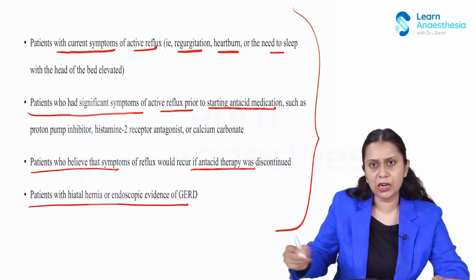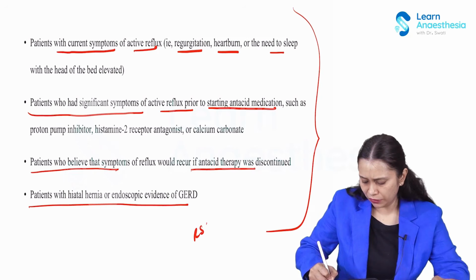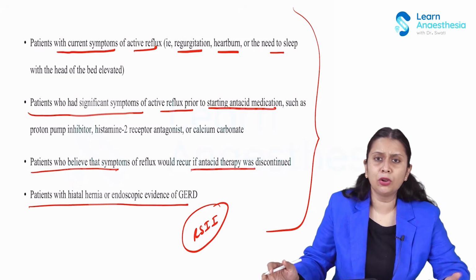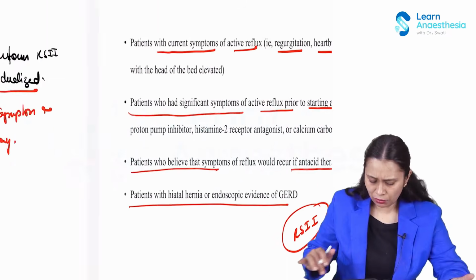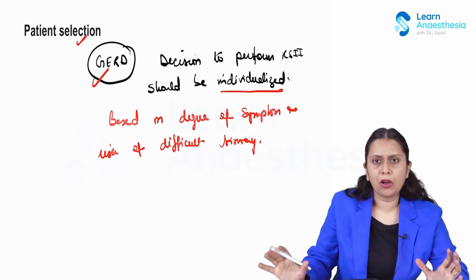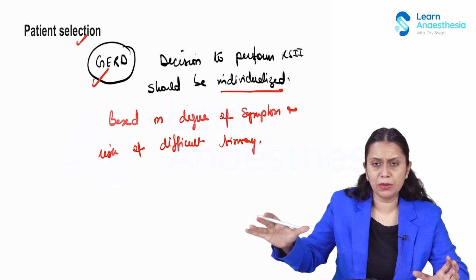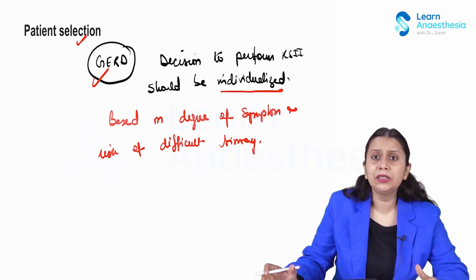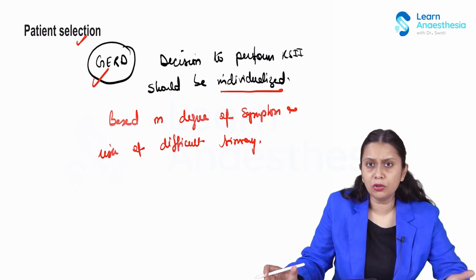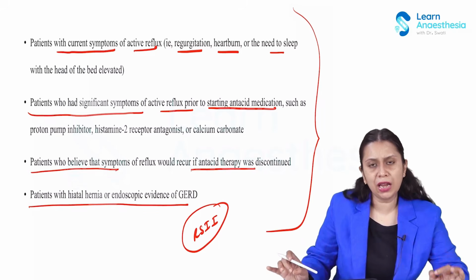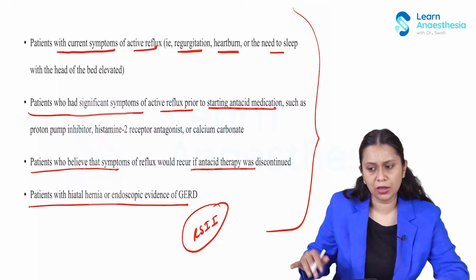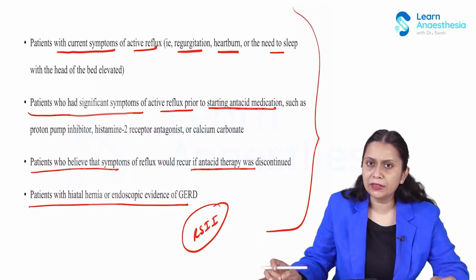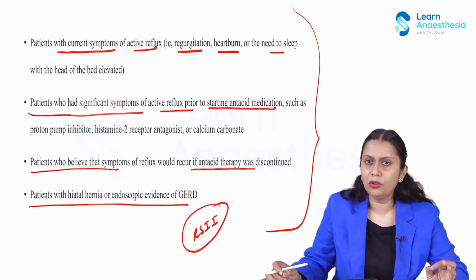In these GERD patients, I would go for rapid sequence induction intubation, not for a simple non-specific complaint like having heartburn on spicy foods. So we need to select our patient on the basis of the symptoms the patients are having, the potential risk of aspiration, and whether a difficult airway is associated or not. So in case a patient has a risk of aspiration and the patient has a difficult airway as well, what does the society recommend? The society recommends that we should go for awake intubation.